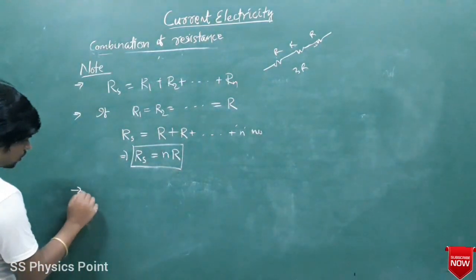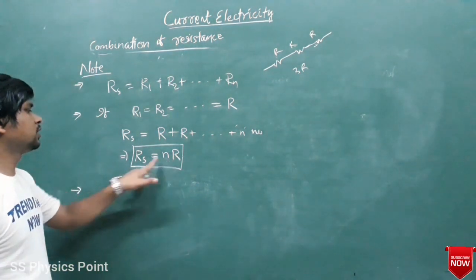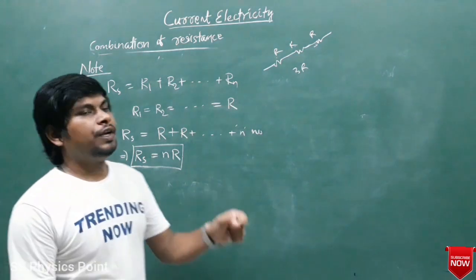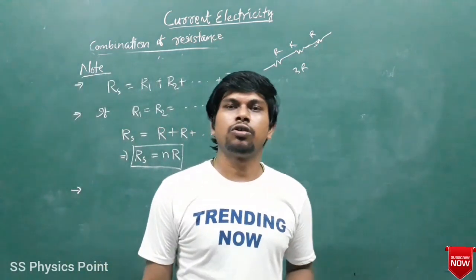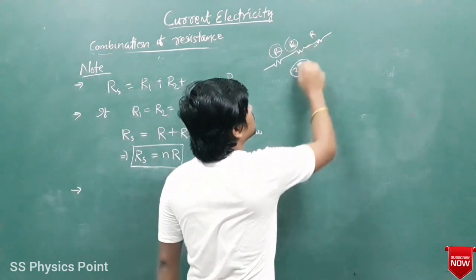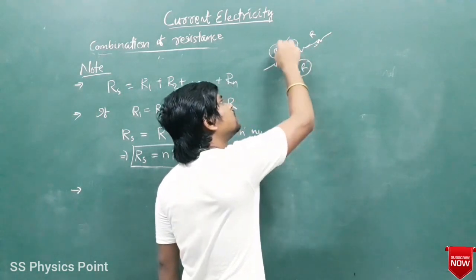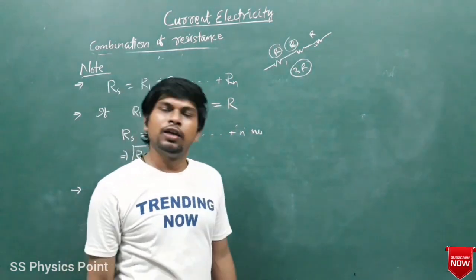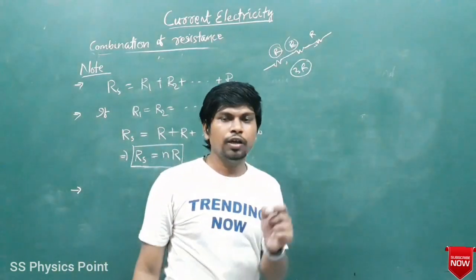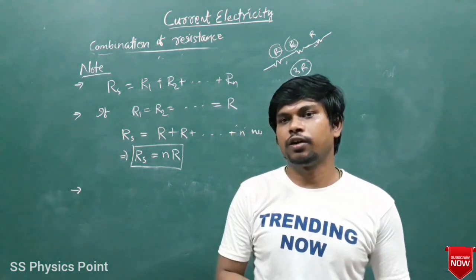One more point. The equivalent resistance is what? The equivalent resistance is greater than the individual resistance. Remember, पहले कितना था R था, तो सबको मिलाने से कितना आया 3R. So equivalent resistance is greater than the individual resistance. In which combination? In series combination. ये बहुत जरूरी है, क्वेश्चन भी पूछ लेता है कभी कभी.